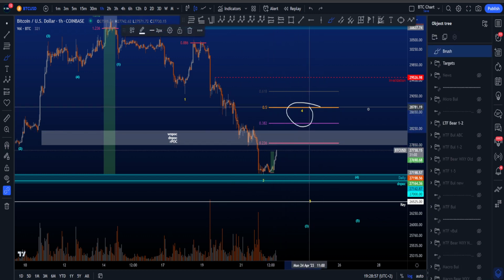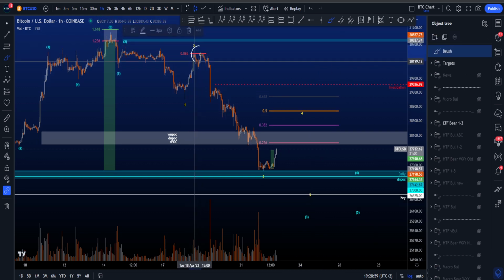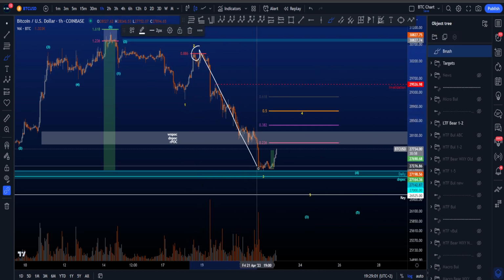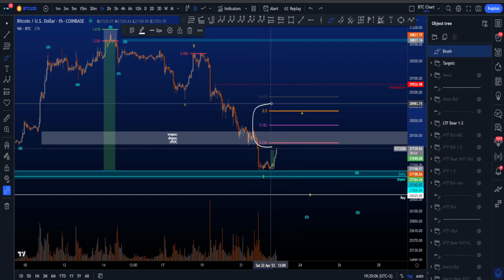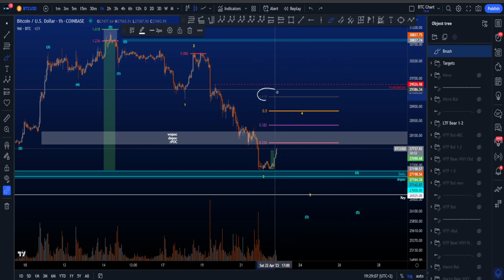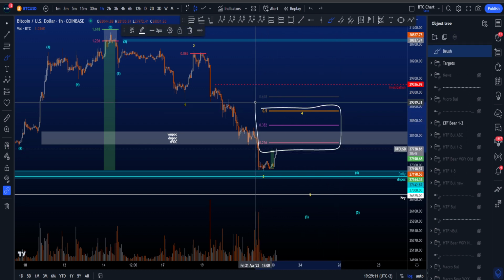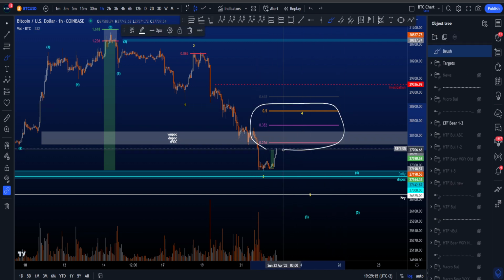Now, if we're looking at this to be a wave 4, we take a Fibonacci retracement from wave 2 to the low of wave 3, and put on the 0.236 to the 0.5, with the 0.618 being a very rare target for a wave 4. But these are the common targets for a wave 4. So we have to wait and see what price is going to do around these target areas.